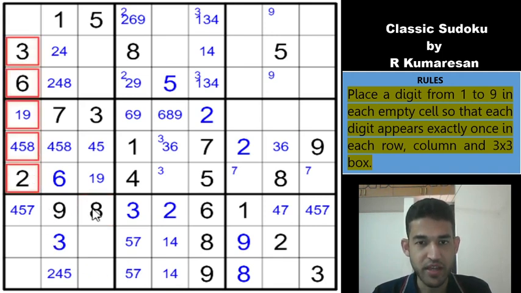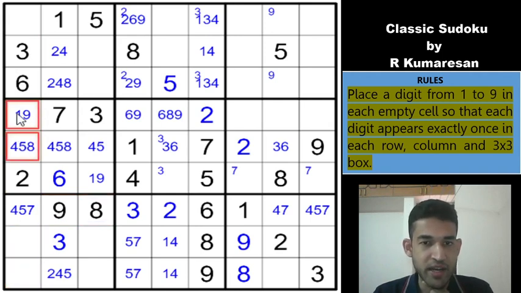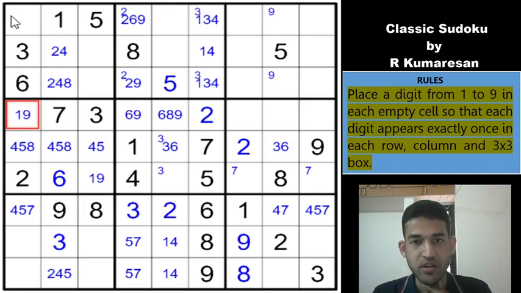So 2, 3, 6, 8 and 9. So which means these two cells must be 1, 4, 5 and 7. So 8 and 9 must be in these three cells. Can I do anything with that? No, nothing. So 8, 9 must be in these three cells. Okay.